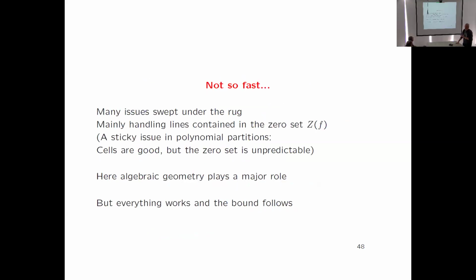Because this is just the basic idea, but the answer to your question is that maybe all the lines are lying on the zeros. And then there is nothing you can do. You don't know how many. And then you have to work hard. And then you have to use algebraic geometry quite heavily to take care of this situation. But with some effort and so on, it works and the bound follows.